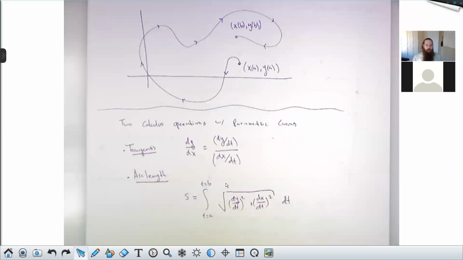But the tangent thing doesn't really deserve any sort of derivation. It's just a small change in y over a small change in x can be thought of as a small change in y over a small change in t divided by a small change in x over a small change in t. This is utterly trivial.